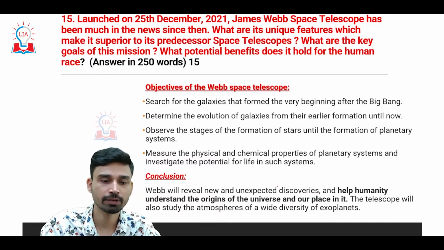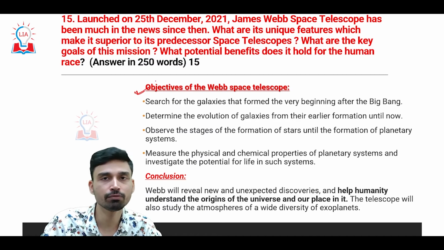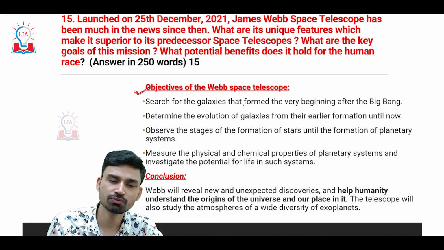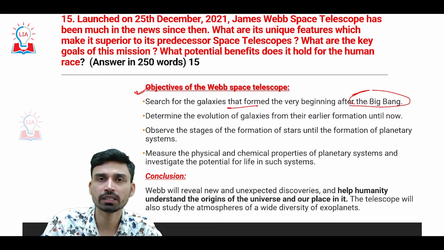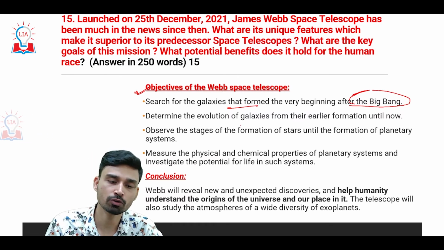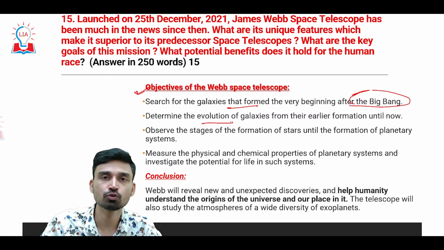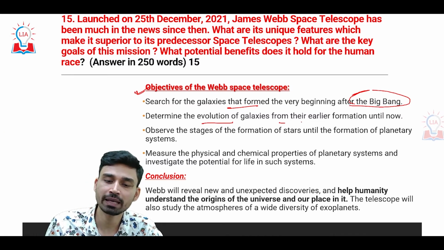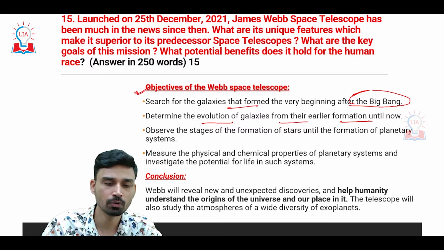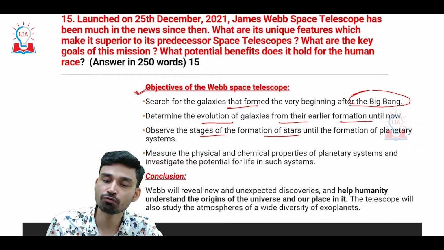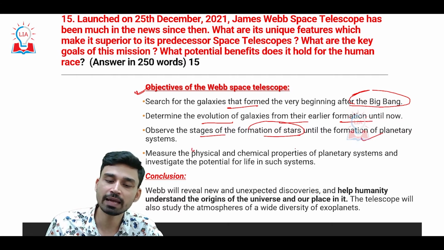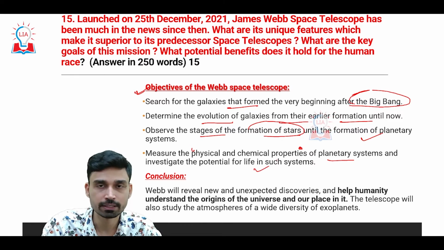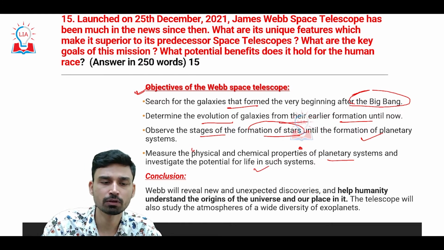Then after, we can write about what the major objectives of the Webb Space Telescope are. To search for galaxies that formed in the very beginning after the Big Bang, which led to the evolution of the universe. Then you can also talk about how it will help in determining the evolution of galaxies from their earlier formation until now. It will also observe the stages of formation of stars up to the formation of planetary systems, and it will measure the physical as well as chemical properties of the planetary systems and investigate the potential for life in such systems. So these are the major objectives of this telescope.